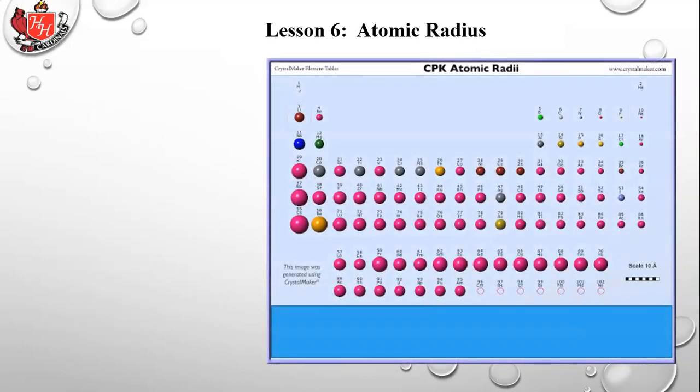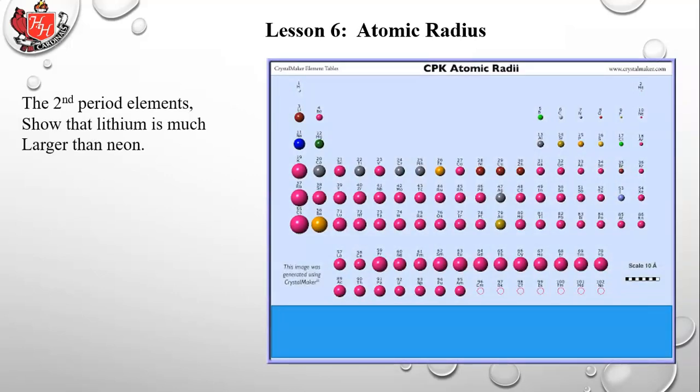And here's actually a periodic table which shows the relative sizes of the different atoms. So the second period elements show that lithium is much larger than neon. Lithium, way over on the left of the second period, you can see is much larger than neon, way over there on the right. And you can see how the atoms in the upper right-hand corner are smaller than the ones in the rest of the periodic table. Again, that's because they pull in on their electrons much harder.